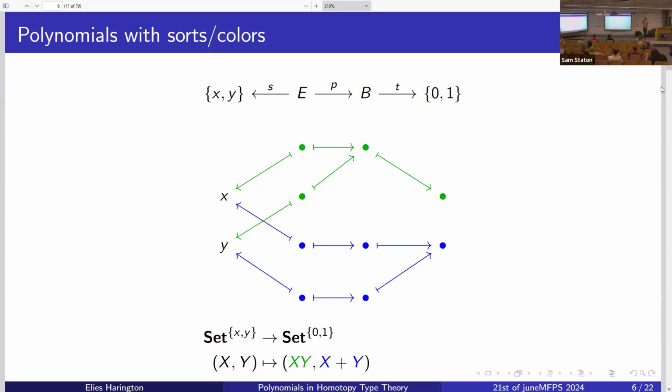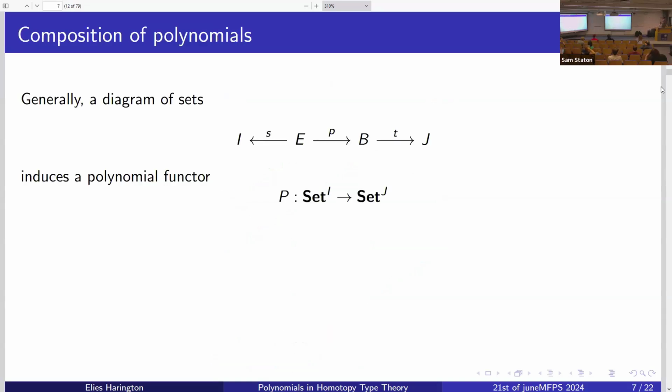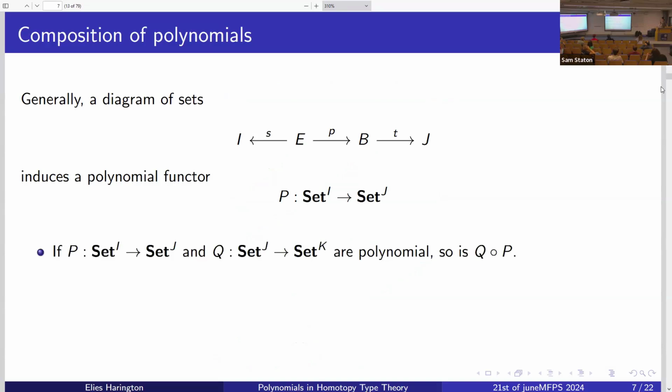of one monomial, which will just be an x, and one monomial which will just be a y, so x plus y. And as you can imagine, those things actually compose. So in general, if we have any sets I and J, you can define polynomials between I and J as being diagrams of this form. They always induce polynomial functors between Set^I and Set^J.